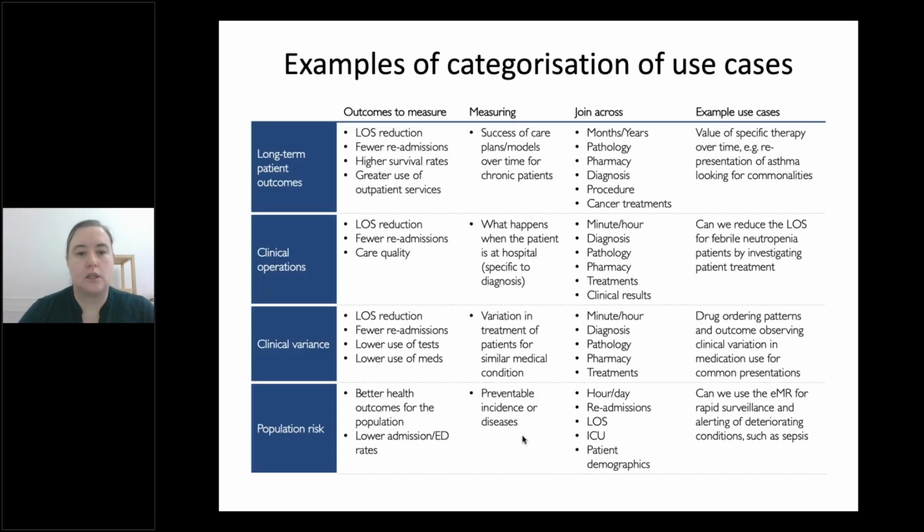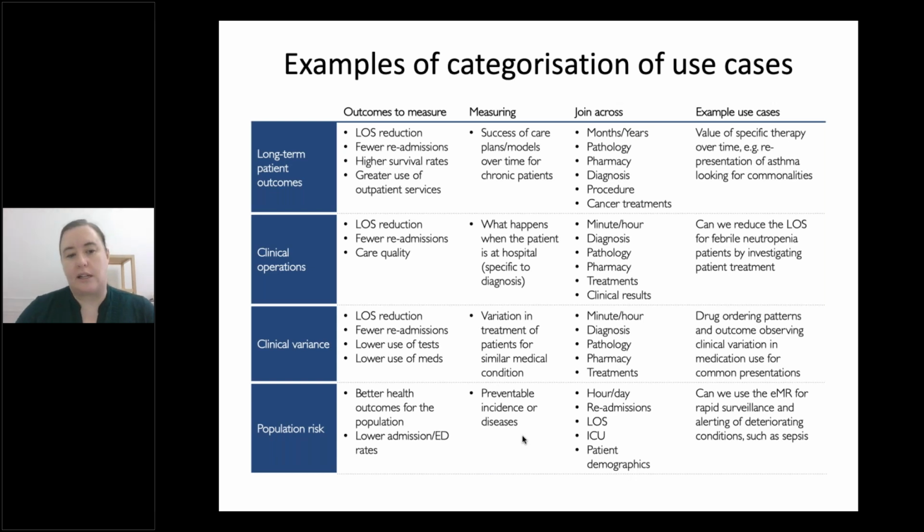From those talks, we decided that we would categorize the different use cases into different areas, and this will help us structure how we wanted to define the tables. These are just examples, and it's not an exhaustive list, but these are the common themes that came out. We want to look at chronic patients, so long-term patient outcomes, where you look at how many times someone's visited, how many outpatient appointments they've had, over a space of years, and what their outcomes are over years.